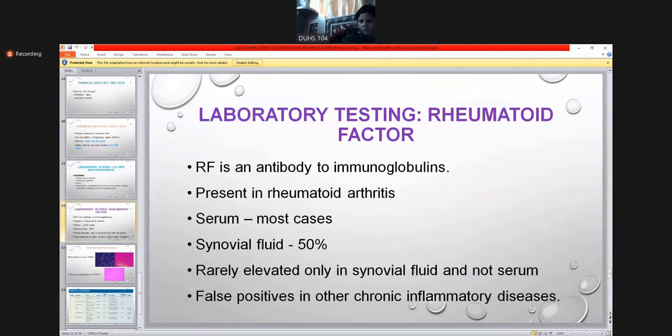The laboratory testing for rheumatoid factor. Rheumatoid factor, we all know, we check for in rheumatoid arthritis. Rheumatoid factor is an antibody, we all know. In most cases it is detectable in the serum. In synovial fluid it is detected in only 50% of cases. It is rarely elevated only in the synovial fluid and not in serum, and false positives occur in other chronic inflammatory diseases.